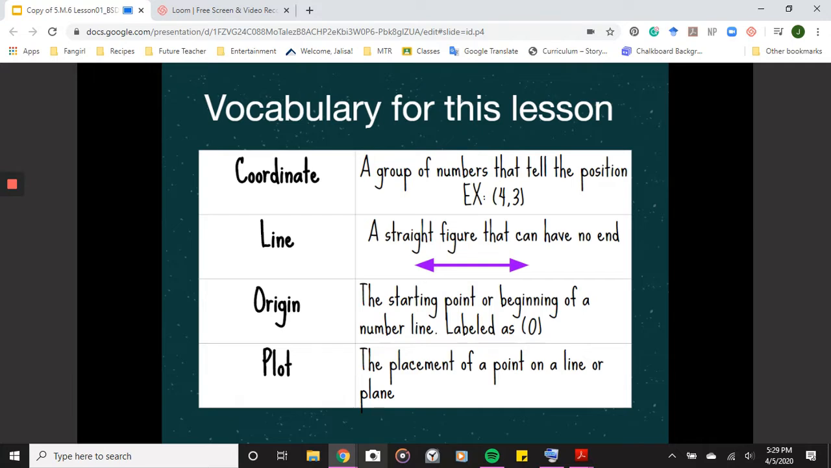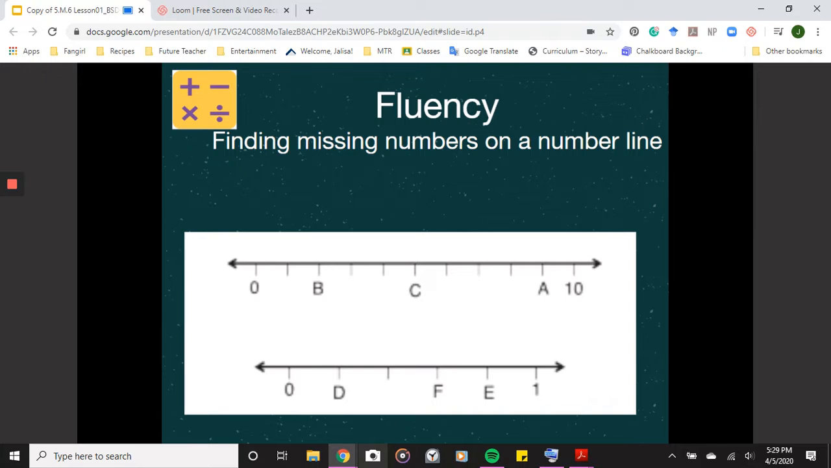So what is it asking you to do? When it says to plot something, you're just placing it there. You're writing it down. Okay? Our fluency is asking us to find the missing numbers on a number line.